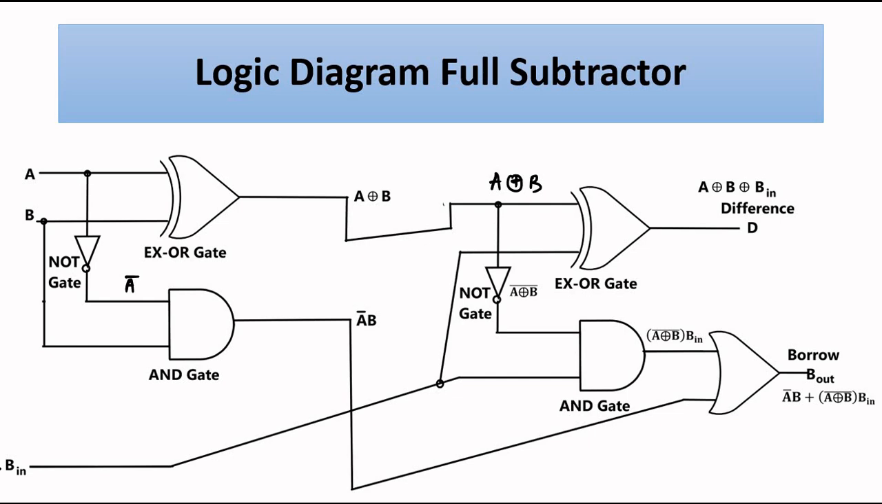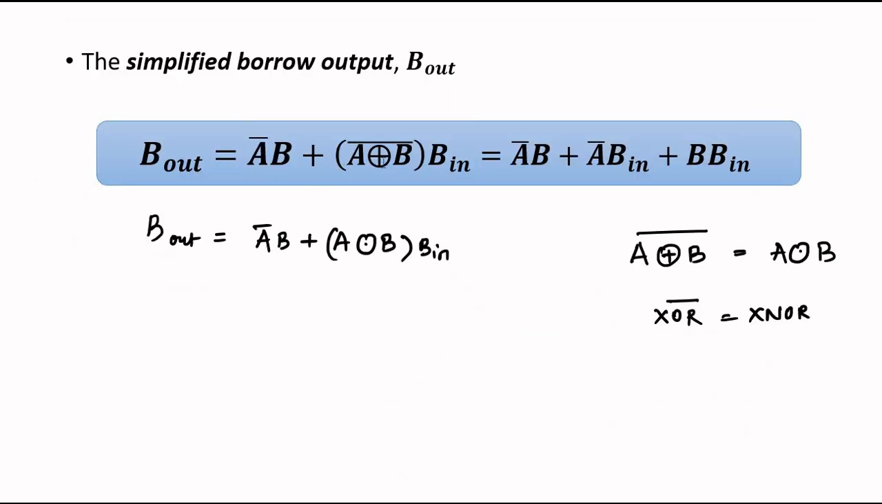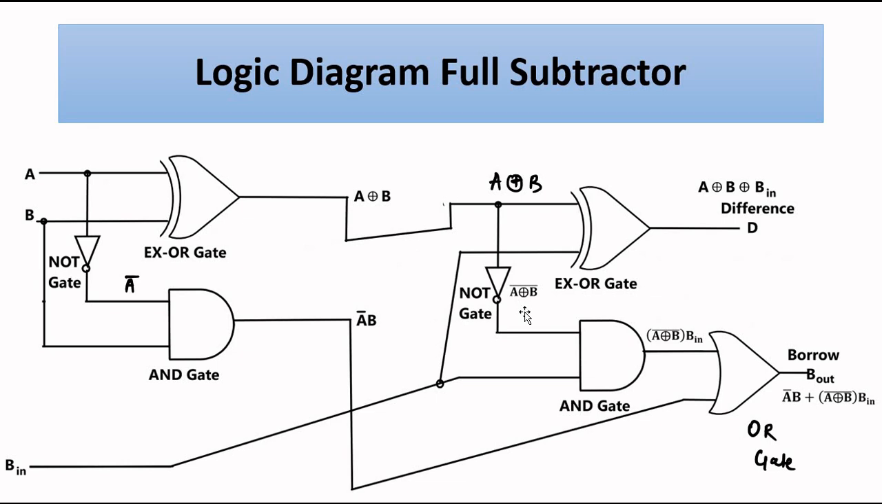Okay, because A XOR B bar is A XNOR B. So we have an XOR gate, an AND gate, two XOR gates, two AND gates, and this final OR gate we have used to implement this Boolean expression. For difference, A XOR B XOR B in. For borrow, we have used this expression, A bar B or A XOR B bar into B in. This is the most general form using a minimum number of gates.